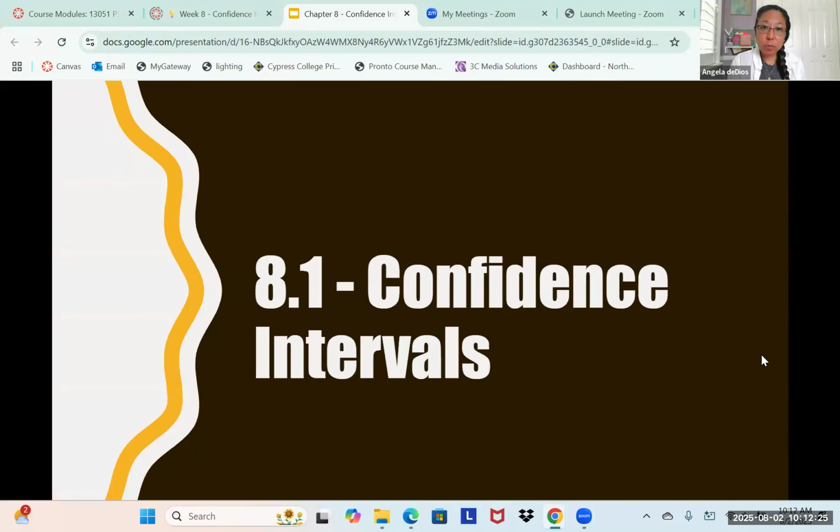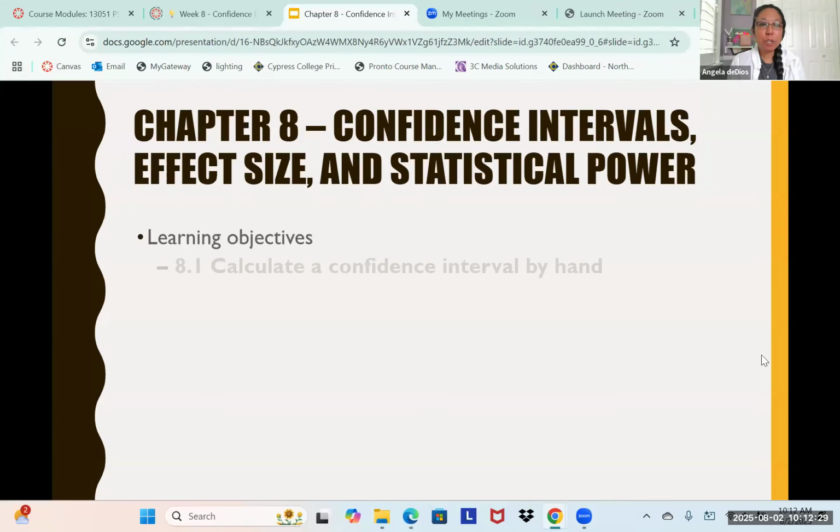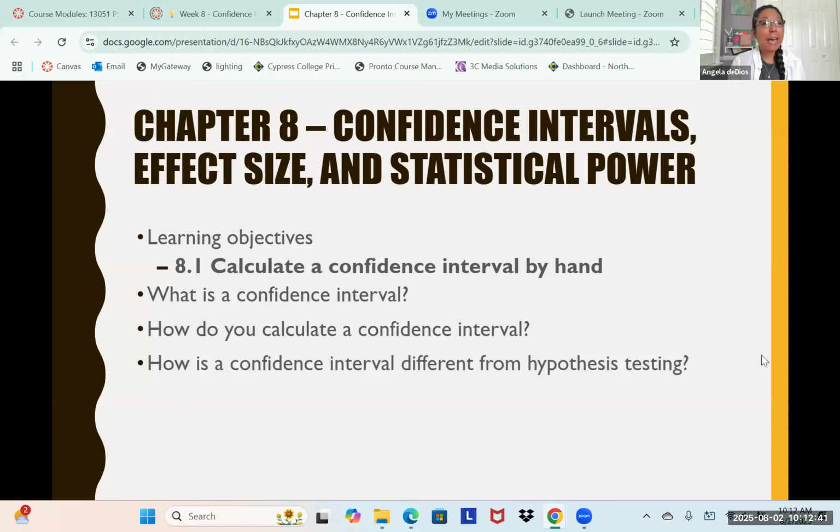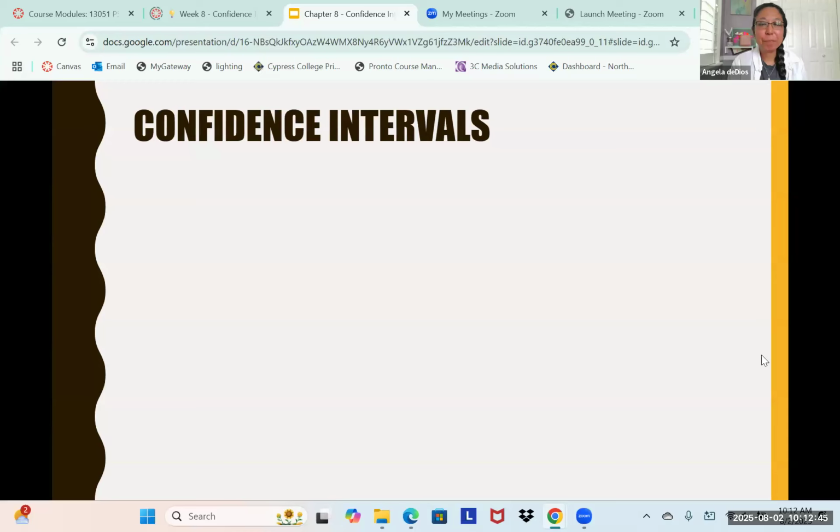So in this section, we're going to be focusing on confidence intervals. And the learning objective you should be walking away with is to be able to calculate a confidence interval by hand. So we'll learn what a confidence interval is, how you can calculate a confidence interval, and how confidence intervals are different from hypothesis testing.